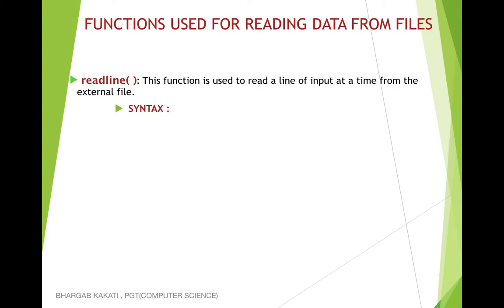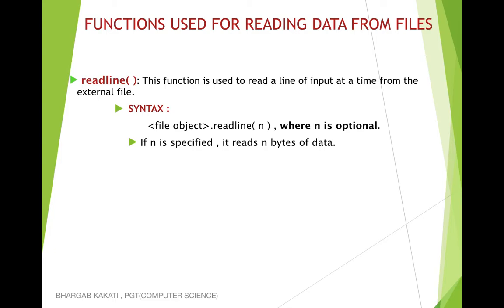What is the syntax for that? The syntax is file object dot readline and within brackets n. Here n is optional. Now if you specify the value of n, it will read n bytes of data. That means within readline, if you just give 3 or 4 or 5, then it will behave just like the read function. But for that we have the read function. So readline will basically be used for reading the data line by line.